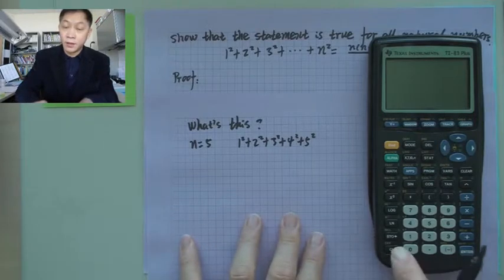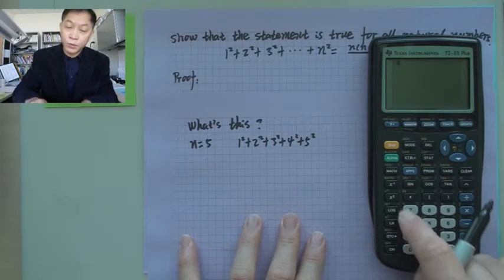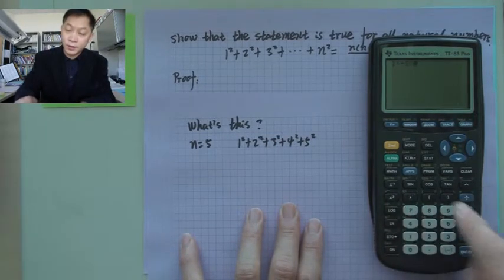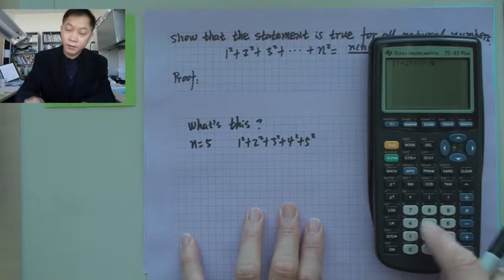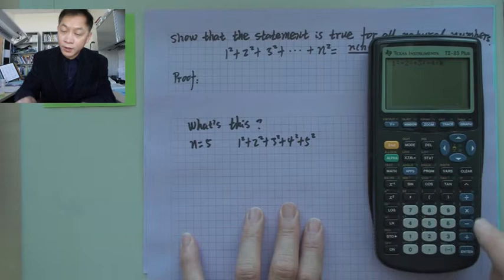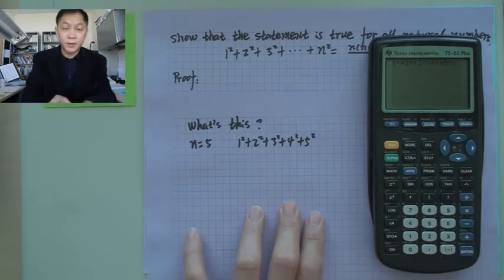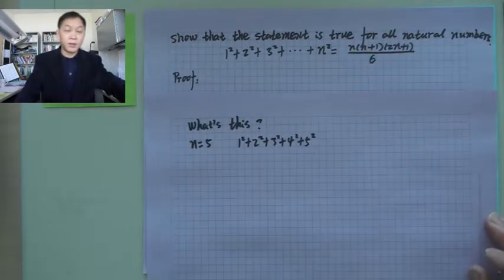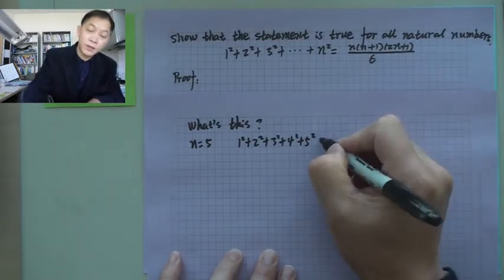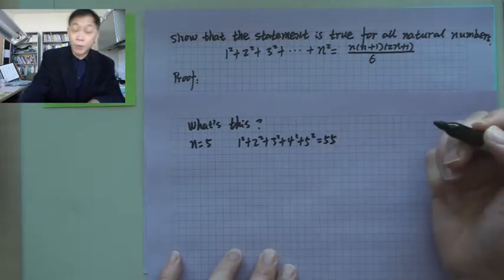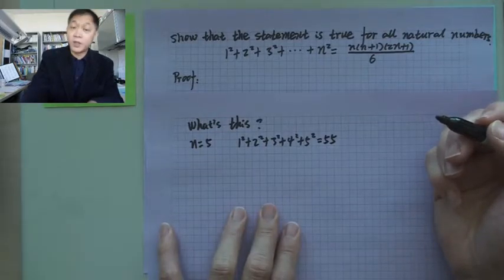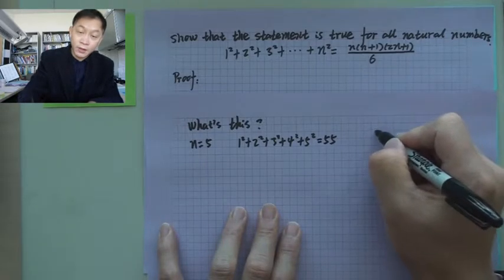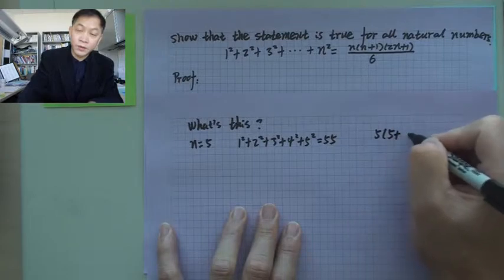Okay, so let's find out. 1 squared plus 2 squared, 3 squared, 4 squared, 5 squared. That's left-hand side. If you hit the enter, you have 55. So the left-hand side is 55. Right-hand side, if they are equal, the right-hand side should also be 55. Is that 55? We go to see.